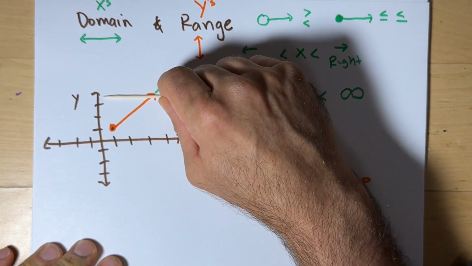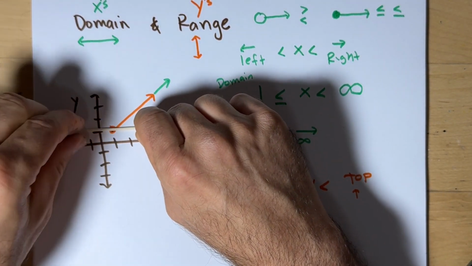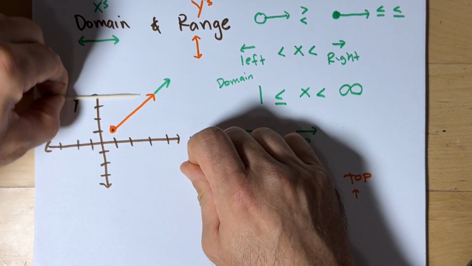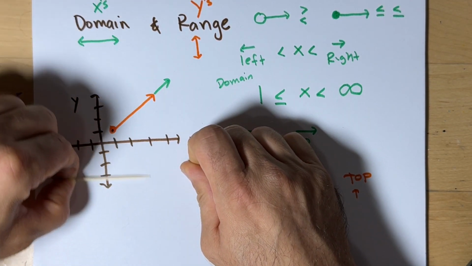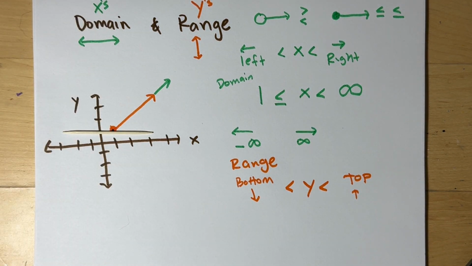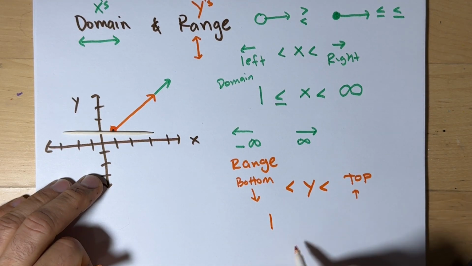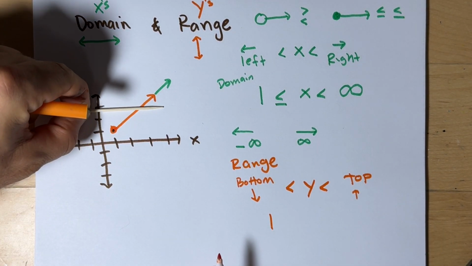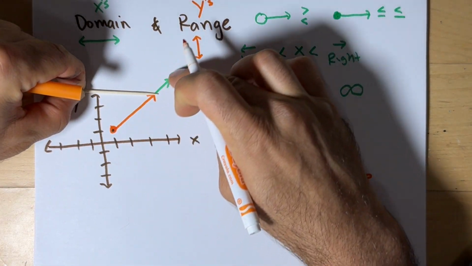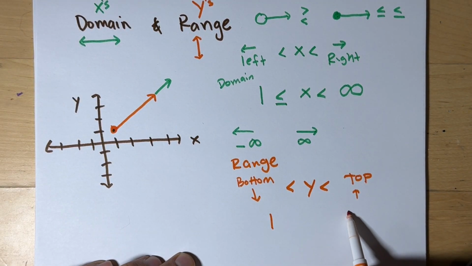Here's the middle of my graph. How much down does it go? Well, it stops here, where y is 1. So if we hold it this way going through the y-axis, we can see the lowest it goes is 1. So we'll write that down. 1. And then the highest it goes, it's going to keep going up and to the right, but up. So infinity.